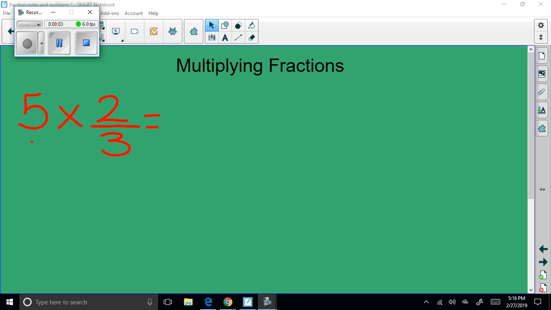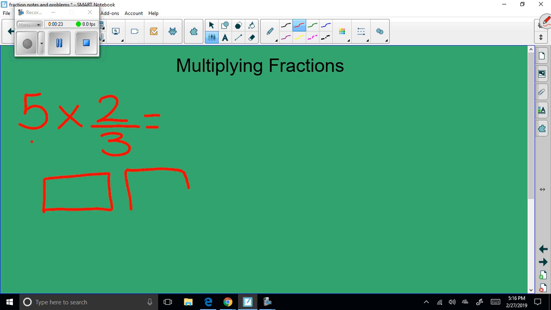Multiplying fractions. Multiplying fractions is taking a fraction and repeatedly adding it over and over the same fraction, or adding groups of it. So right now I have a whole number times a fraction. So I'm going to draw a picture to represent this.